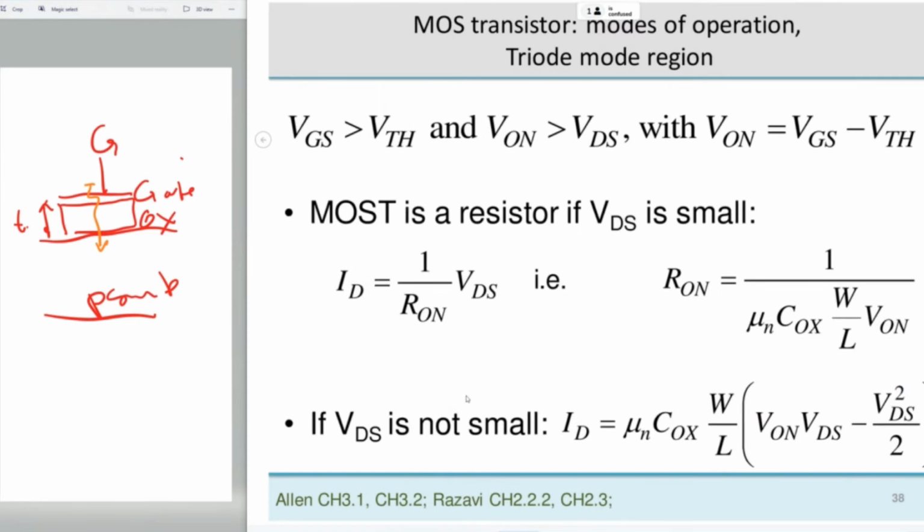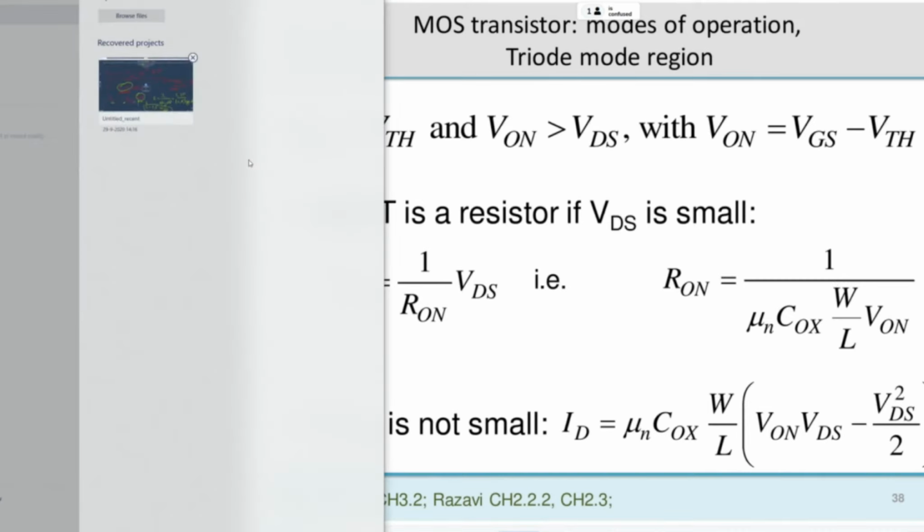Now let's go to above threshold. So the gate-source voltage is above the threshold voltage, and the VOV is larger than the drain-source voltage, and then we are in the triode mode of operation. And VOV is, of course, the overdrive voltage, gate-source minus the threshold voltage. So basically, what I'm saying here is that the gate-source voltage is above threshold voltage, and the drain-source voltage is small. Let's see how it works with a drawing.